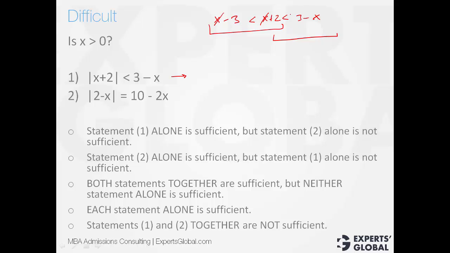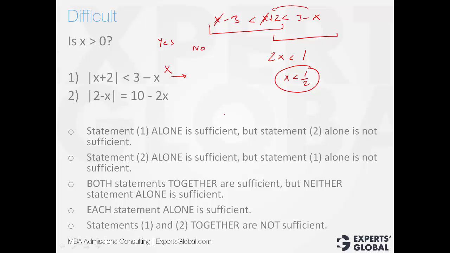Let's get all the x's on one side. You get minus x comes here. This becomes 2x is less than 1, and therefore x is less than half. X is less than half, but how less? If it is 0.4, you get the answer as yes. If you get minus 0.4, you get answer as no. Yes and no both are possible, therefore statement 1 is not sufficient.